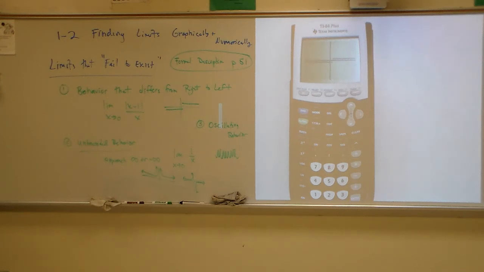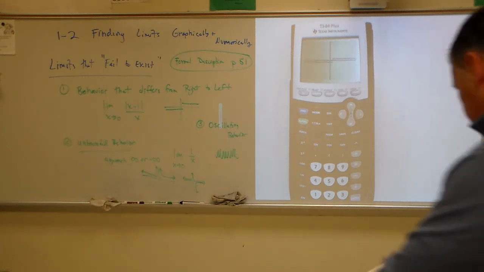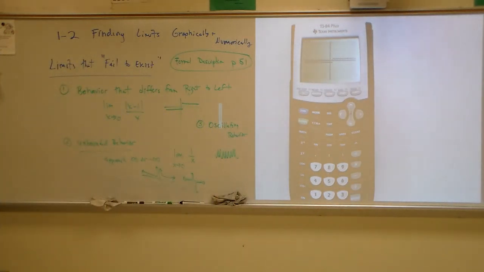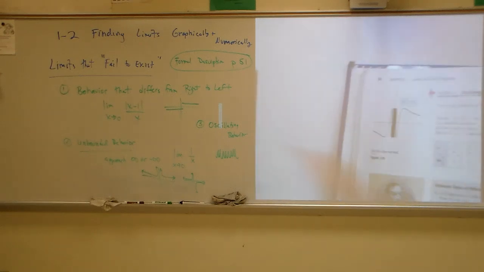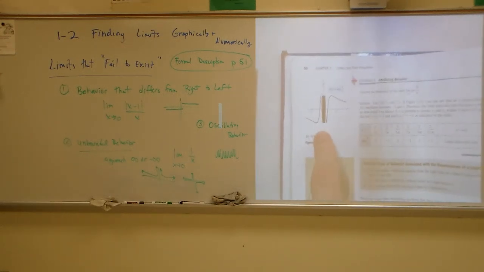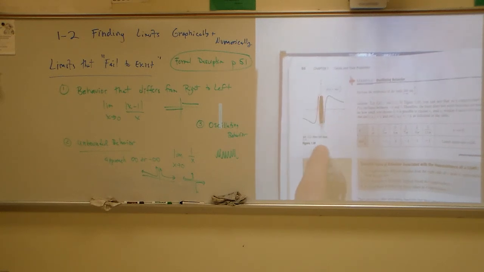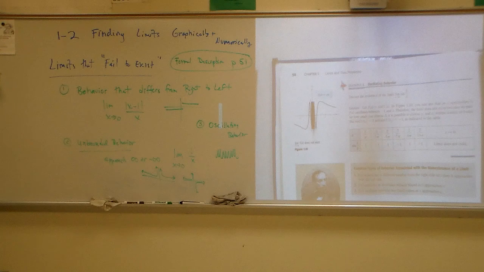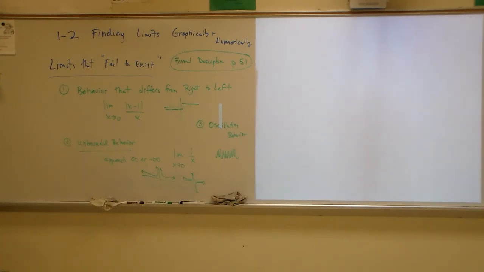So I'm going to show you a picture of that. There's a picture in the book. Right here. Here's an example of oscillating behavior. The graph starts off like this, and then it goes up and down so many times that you can't tell where it's going up and where it's going down. That is oscillating behavior. So you might want to draw that picture to get a better look at it.